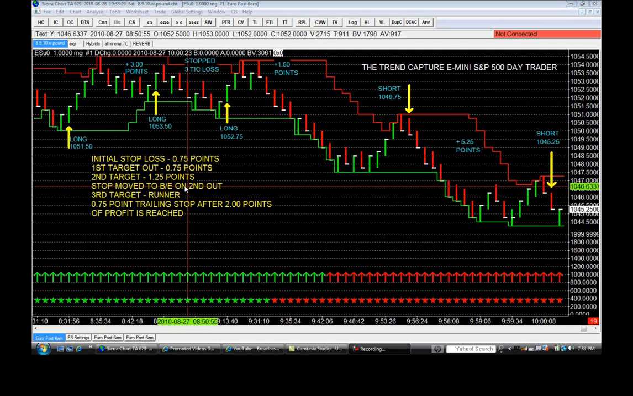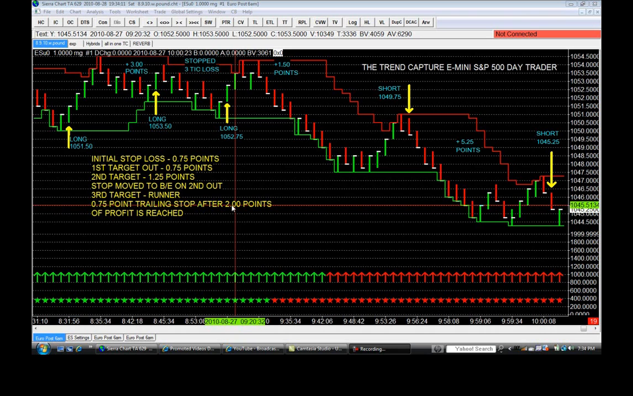As soon as you meet your second target, you're looking to put a 3/4 point trailing stop in after you reach 2 points. So you get your second out of 1 1/4 points, you wait for it to get to 2 points, and then you put in a 3/4 point trailing stop for your third target and let the market take you out. The trading on this would begin at 8:30 a.m. Eastern Time, United States, and it would go all the way to 4:15 p.m. Eastern Time, United States.